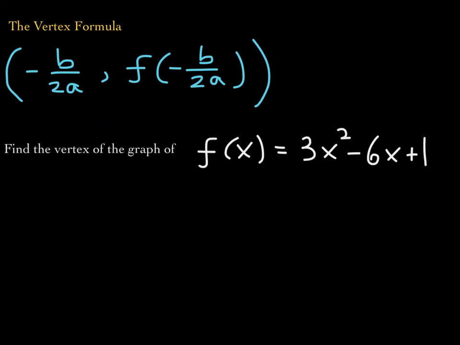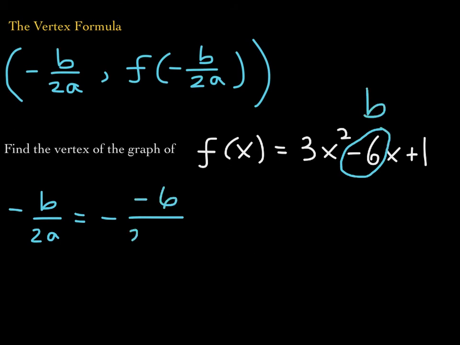All right, let's find the vertex of the graph of this quadratic function, and let's see if we can use the vertex formula. All right, negative b over 2a. So negative b over 2a. Now be very careful, it's negative. And your b value, be careful here, your b value is negative 6, right? So it'll be negative 6 over 2 times a, which is 3. This is your a value right here.